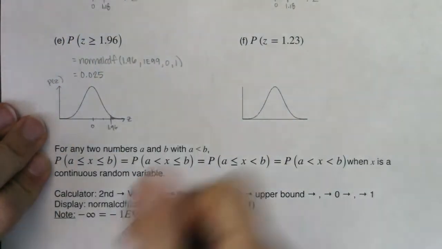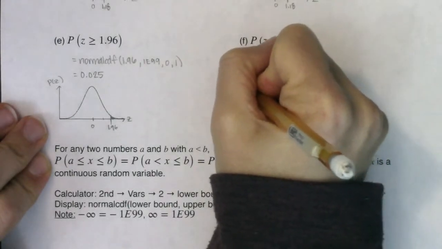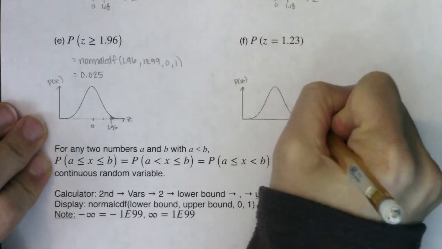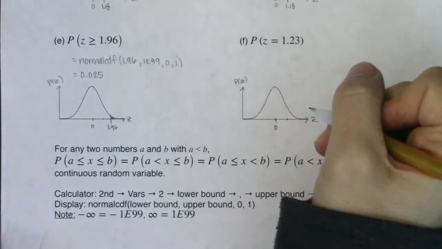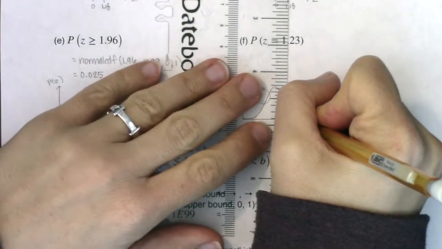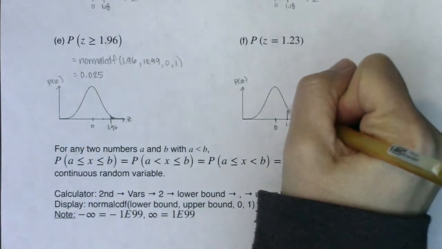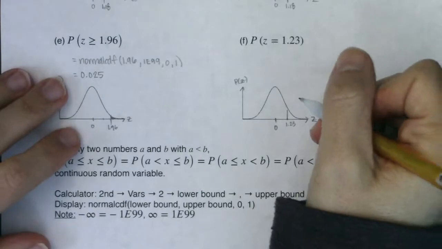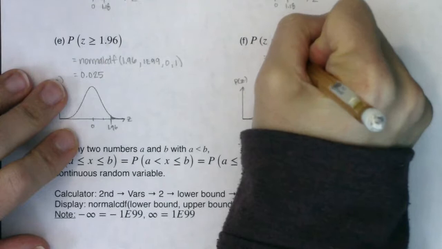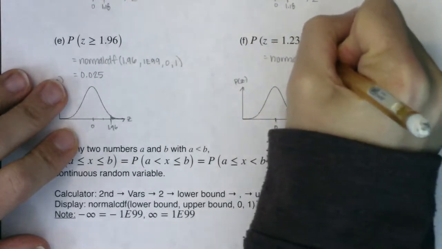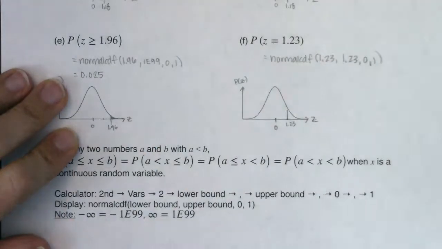Now this one's a little different. This is just straight up saying Z equals 1.23. Okay, we can graph this. I'm on the standard normal curve, and I'm going to go to about 1.23. Now, there's no area to shade because I'm just stuck at 1.23. I don't have any interval down here. So this becomes normal CDF, low of 1.23, high of 1.23, 0, and 1.